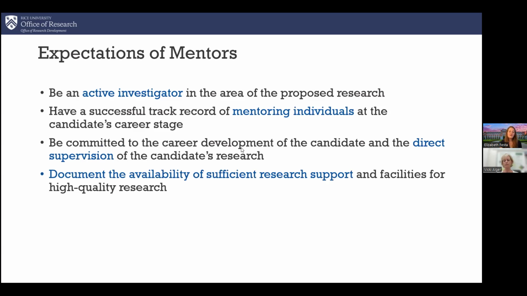They also have to make a very serious investment in you, and they have to put that in writing. They're going to directly supervise you. They have to also confirm that they have sufficient support for your project, which might entail support beyond the funding that the award itself offers, if that's going to be necessary. And so you need to choose your mentor very wisely for this particular opportunity.